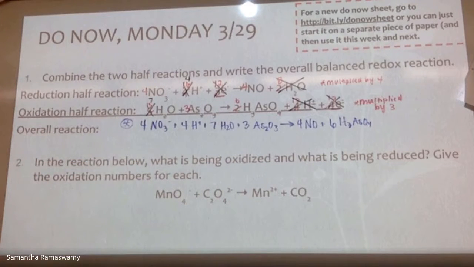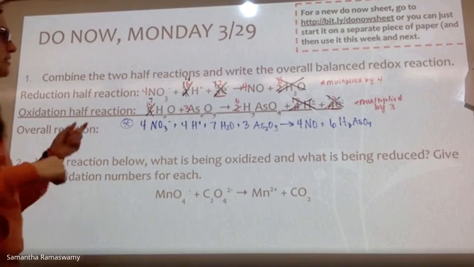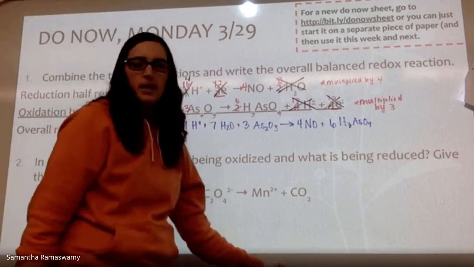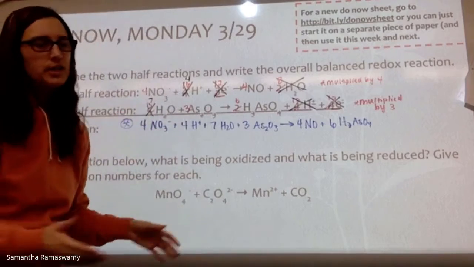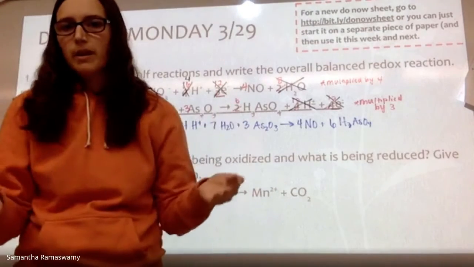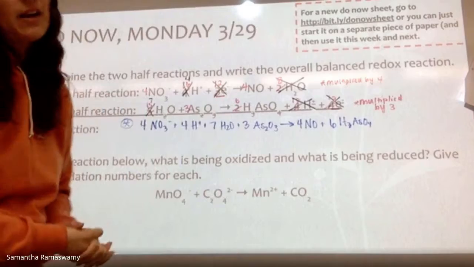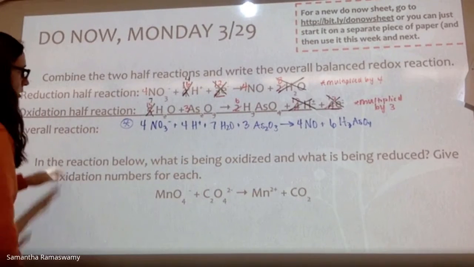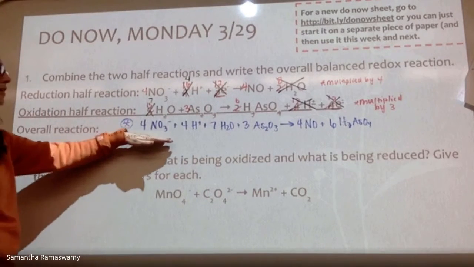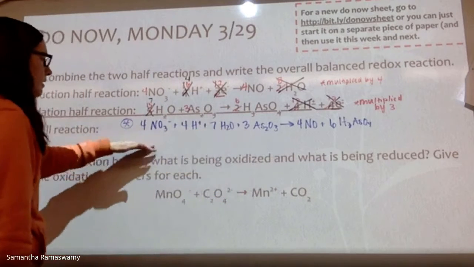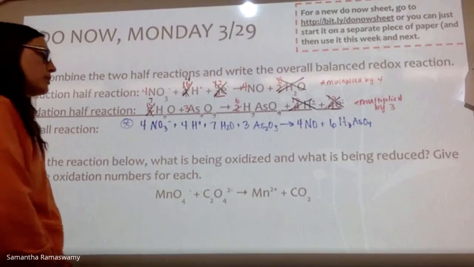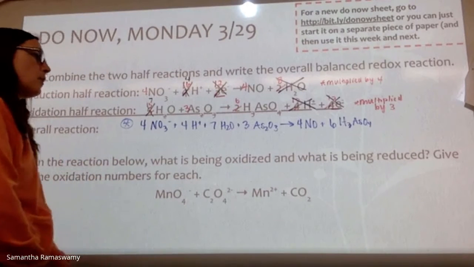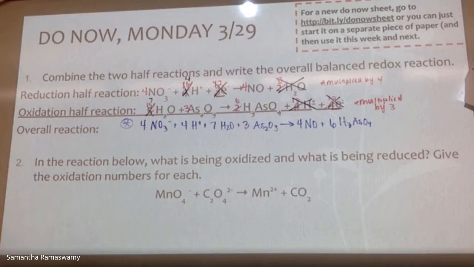Here's our overall reaction. Now it doesn't say anything about it being acidic or basic, so we're assuming they gave us the 2 half reactions. All we needed to do was make the electrons equal and add them together. So again, our overall reaction, our answer for number 1 is what is written in blue here. 4NO3 minus plus 4H plus 7H2O plus 3As2O3 yields 4NO plus 6H3AsO4.